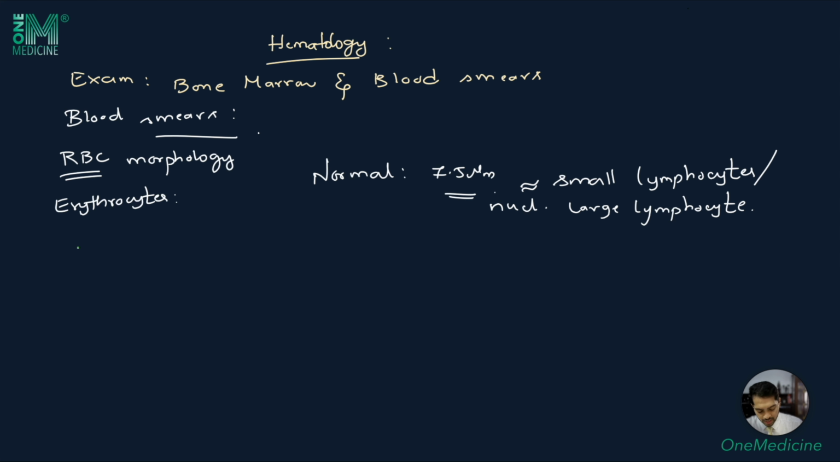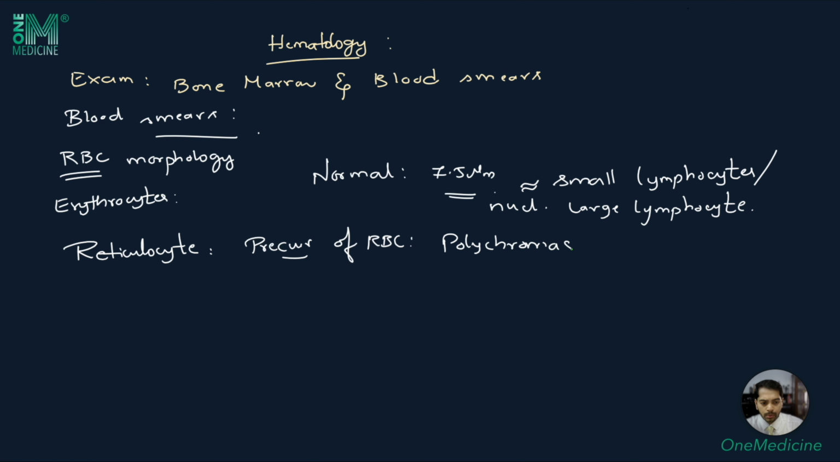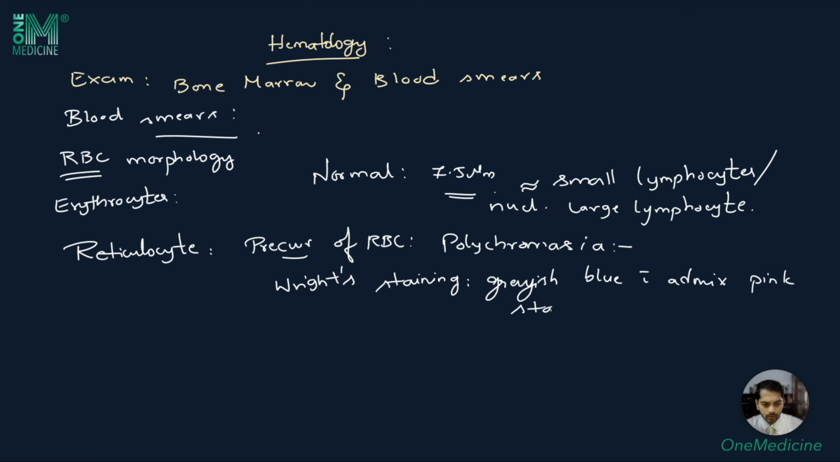Another important cell type in RBC lineage is reticulocyte, which is a precursor of RBC, and it exhibits polychromasia. So what is polychromasia? On Wright's staining, the RBCs have grayish blue with admixed pink staining. And as there are multiple colors that are seen, that is grayish blue as well as pink color, it is called as polychromasia. Now let's look at the variations in the RBCs.